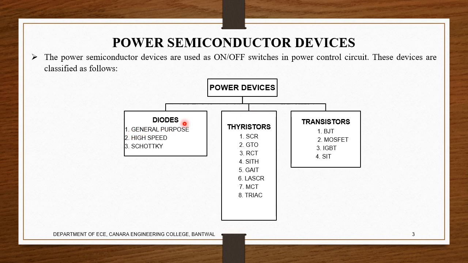First, in the diodes, we have different types here: general purpose, high speed, and Schottky. In the transistors, we have BJT, MOSFET, IGBT, and SIT. In the thyristors: SCR, GTO, RCT, SITH, LASCR, MCT, TRIAC.